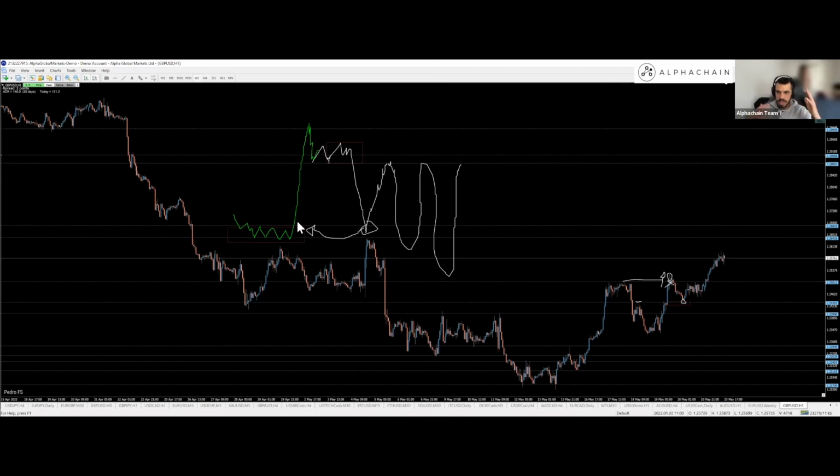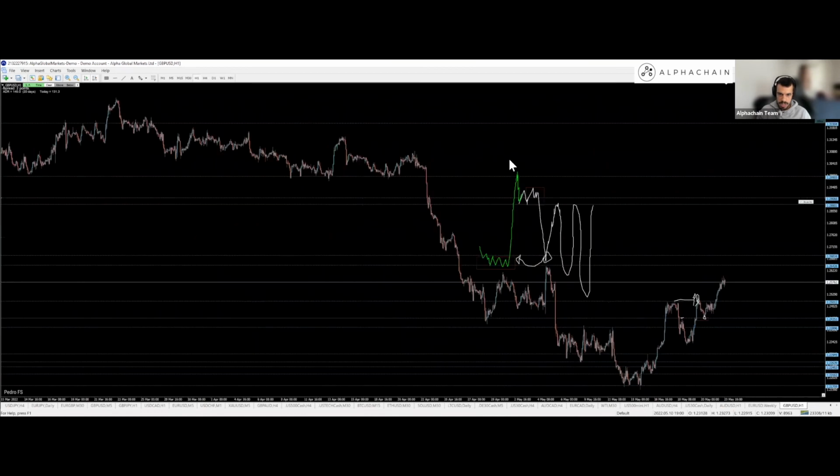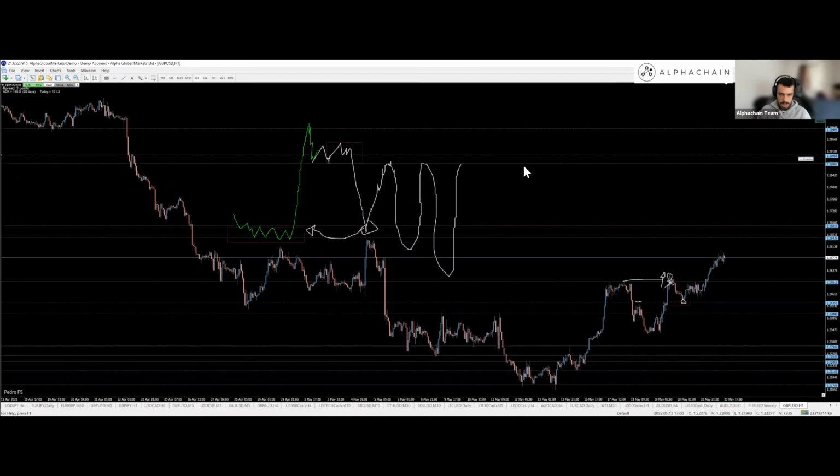If it is a higher time frame, more important zone. And another reason could be how many times price starts to touch there. Of course, the more times it touches, eventually it's going to get broken. So yeah, that could be a good zone.